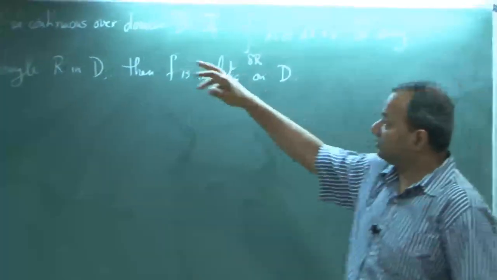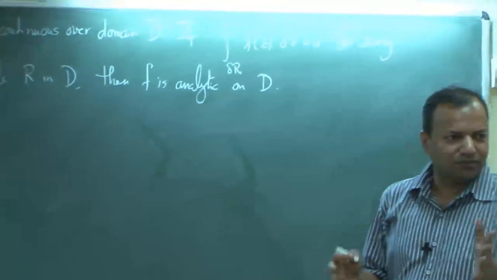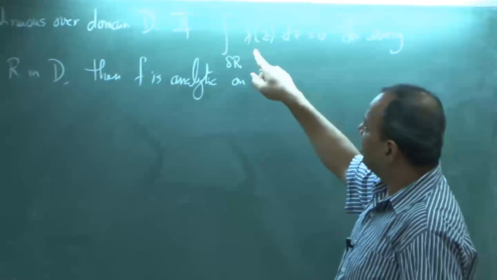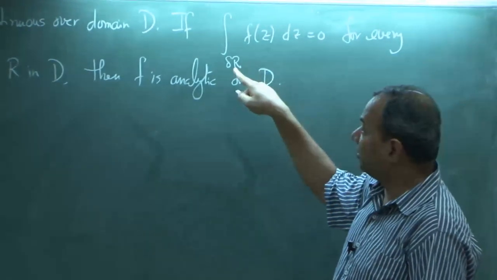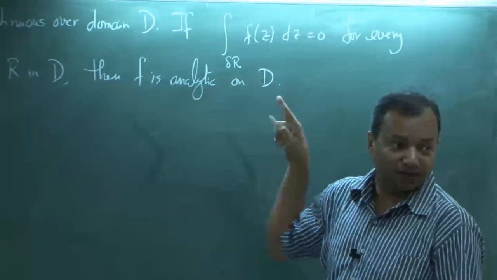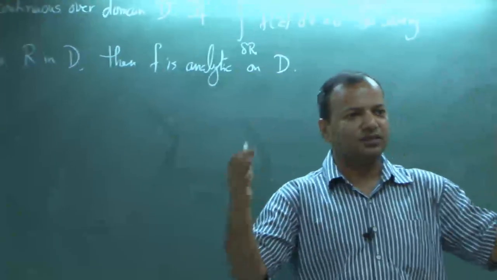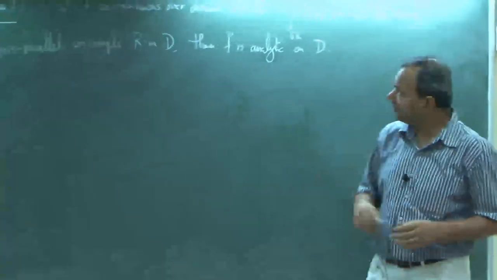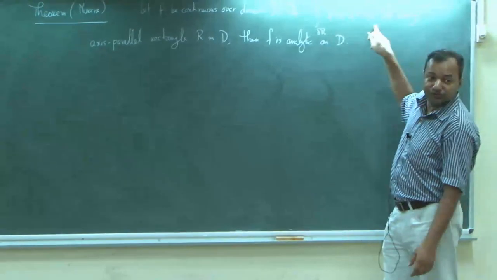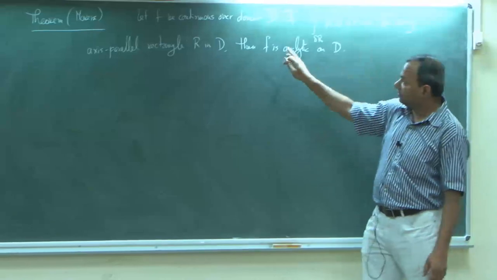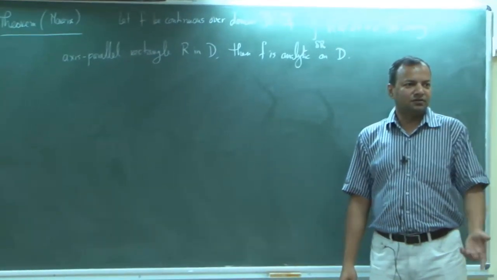So, we start with a continuous function on a domain, because that is the minimal we will need anyway. And if the integral of this function along the boundary of an axis parallel rectangle R, so the sides are either parallel to the x axis or the y axis, is 0 for every such axis parallel rectangle inside the domain D, then f is analytic.